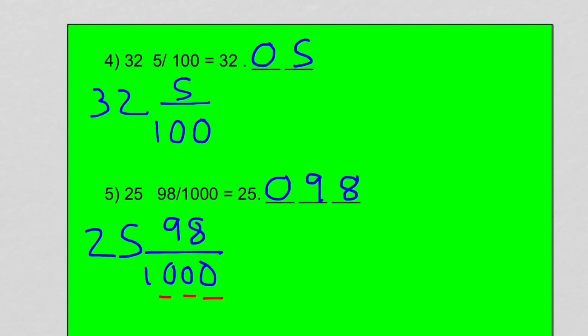So that's the first way we can change a fraction to a decimal, by using recognition or mental math. In the next video, I'm going to look at one of the other ways we can change a fraction to a decimal. So make sure you watch that video as well.